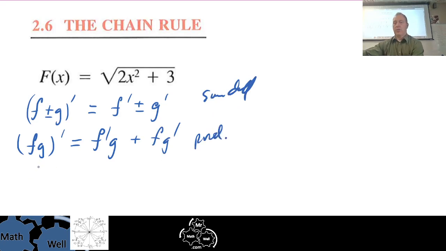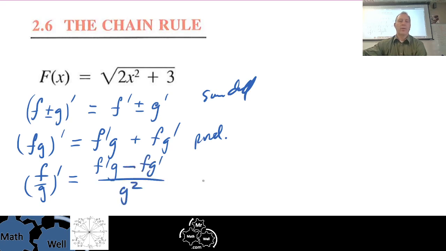And we just learned the quotient rule, f over g. If we're trying to find a derivative of a rational function, that's the derivative of the top times the bottom, minus the top times the derivative of the bottom, over the bottom squared. So this is quotient rule, okay? If terms are added and subtracted, you can just take the derivative and then add or subtract the derivatives. If they're multiplied, it gets a little more complicated. If they're divided, it gets a little bit more complicated.